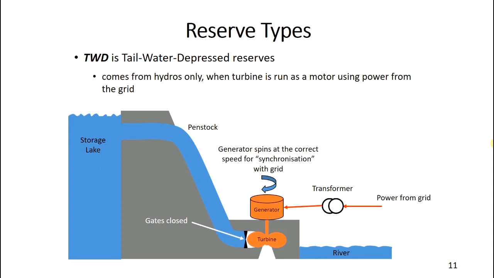If this generation is suddenly required, in other words, if the frequency starts to fall below 49.8 Hz, the gates can open, water will flow down the penstock through the turbine, down the draft tube and out into the river, and the generator will start injecting power onto the grid. That can happen very quickly because the generator was sitting there synchronized with the grid.